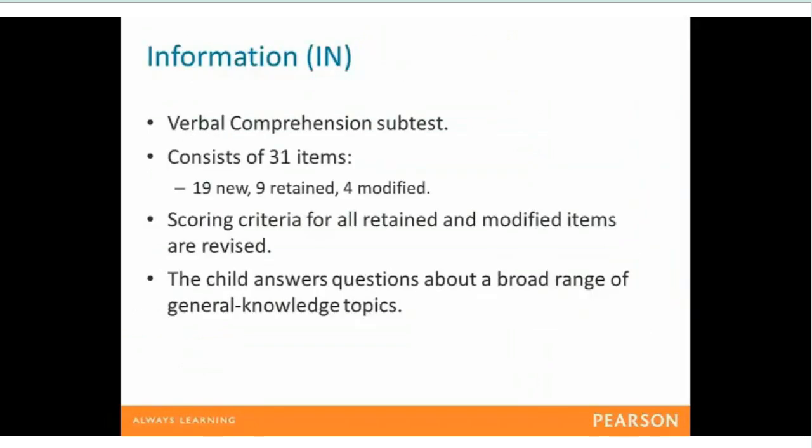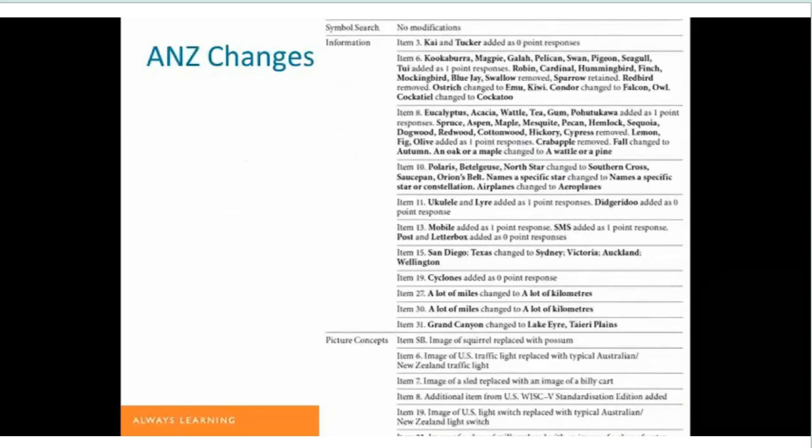The information subtest is looking at crystallized knowledge, those facts and figures that we have memorized in our long-term memory. There's 19 new, 9 retained, and 4 modified questions in information. And these have a lot of adaptations. You can see for items like naming a type of bird, we've added in kookaburras and magpies. We've added in kiwis and emus. For items that ask for a type of tree, there's eucalyptus and wattle trees.